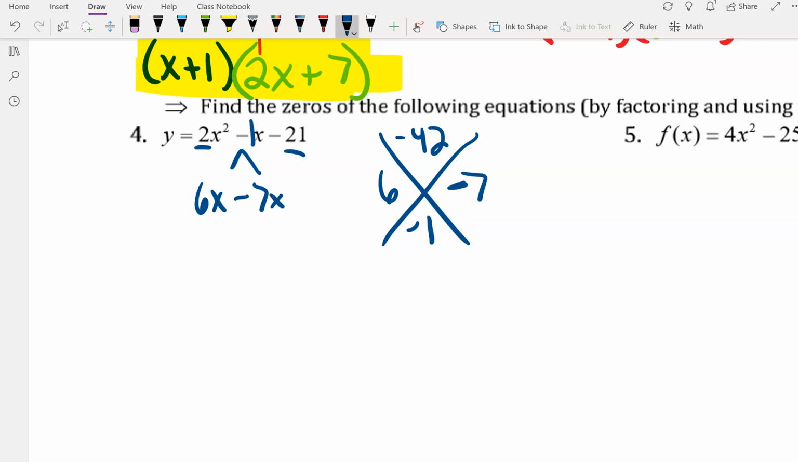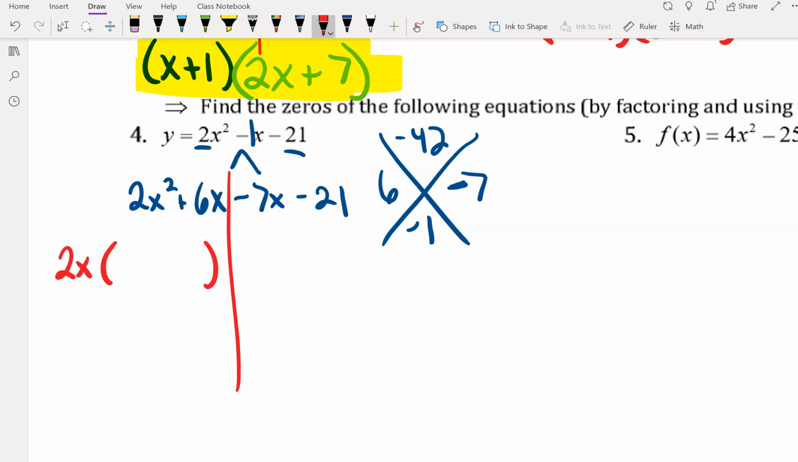The other two terms will just stay the same, so 2x squared plus 6x minus 7x minus 21. Now that I have 4 terms, I put a line down the middle, and I factor out a GCF. So I'm going to factor a 2x out of those first 2 terms. When I divide each by 2x, I'm left with x. Divide the second one by 2x, I'm left with 3. I copy that over here.